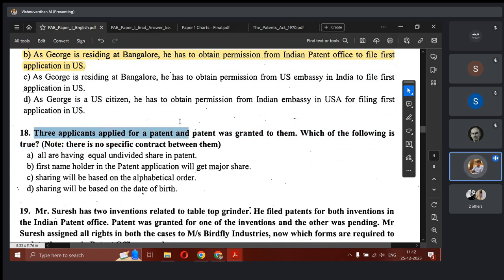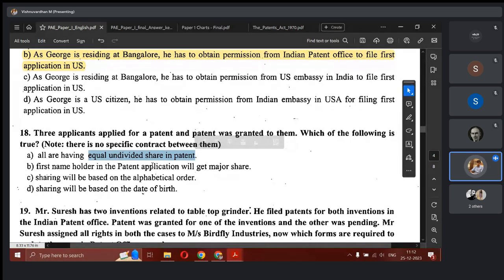Question 18. Three applicants applied for a patent and the patent was granted to them. Is it possible for three people to apply for a patent? Answer is yes. And there is another fact that you can remember: you can have up to 8 inventors or 8 applicants. Let's check that once. You can have up to 8 inventors for every invention. So which of the following is true? There is no specific contract between them. All are having equal undivided share in the patent. Already option A is correct.